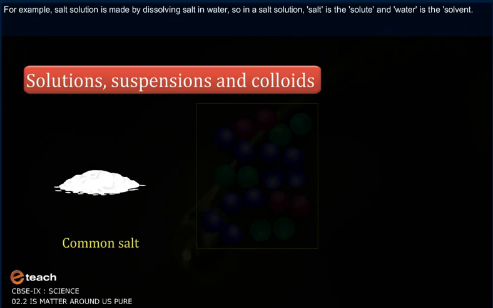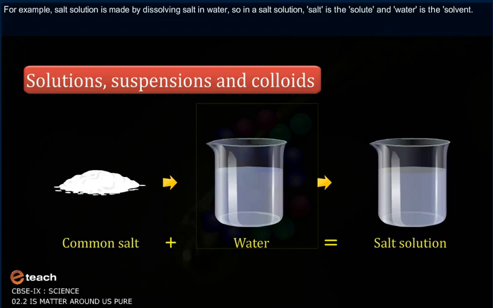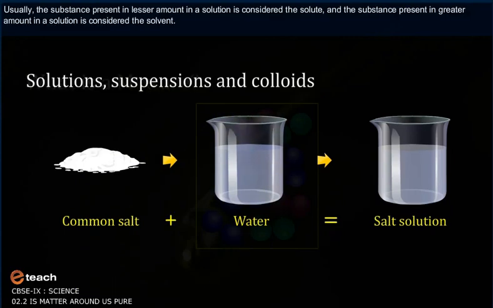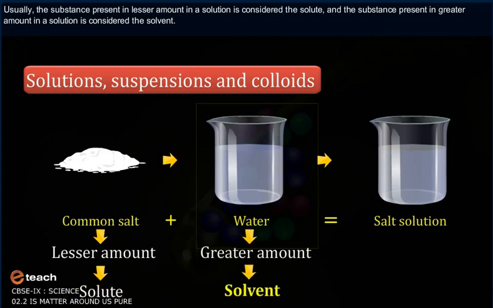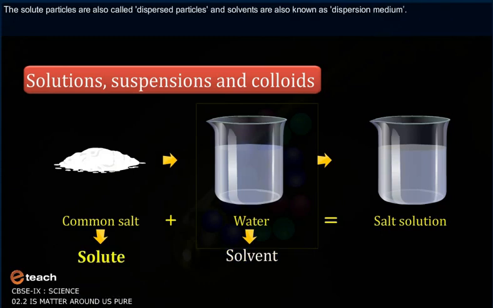For example, salt solution is made by dissolving salt in water. So in salt solution, salt is the solute and water is the solvent. Usually, the substance present in lesser amount in a solution is considered the solute, and the substance present in greater amount is considered the solvent. The solute particles are also called dispersed particles, and solvents are also known as dispersion medium.